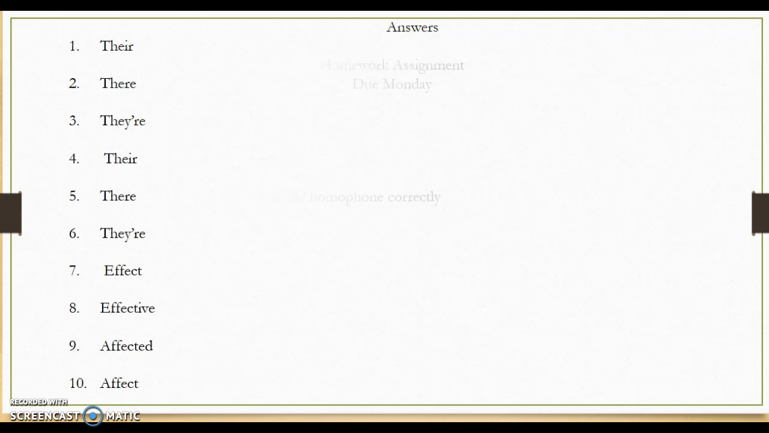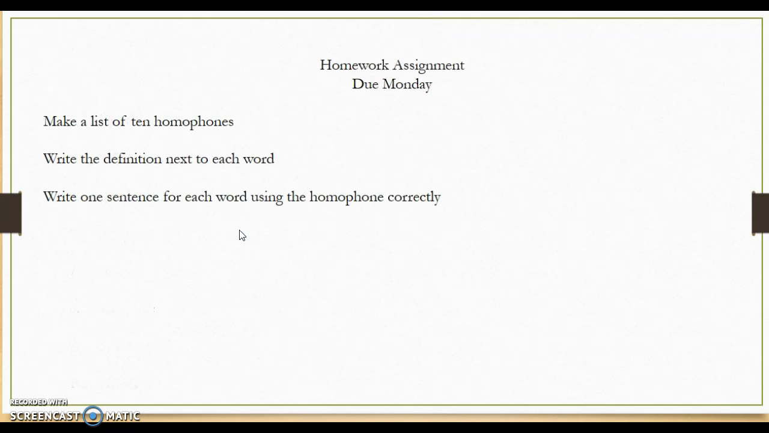Now let's go on to the homework assignment. I'm going to need for you to make a list of 10 homophones. You're going to write the definition next to each word, and you're going to write one sentence for each word using the homophone correctly. This concludes our lesson on homophones.